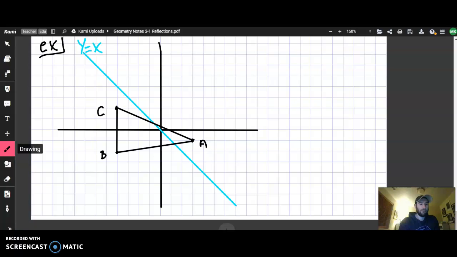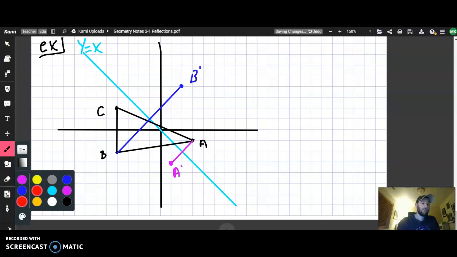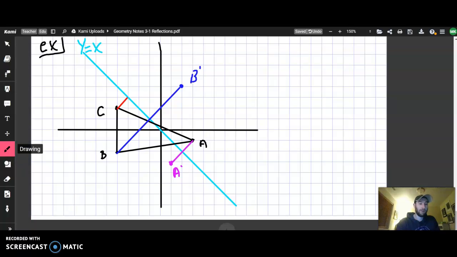So let's do A first here. A is only one step away, so one step away on the other side, we get A prime. Do the same thing for B, except B is 1, 2, 3 steps away on the other side now. 1, 2, 3. So there is B prime. And now do the same thing for C. C is one step away. Go one more step, and we get C prime.